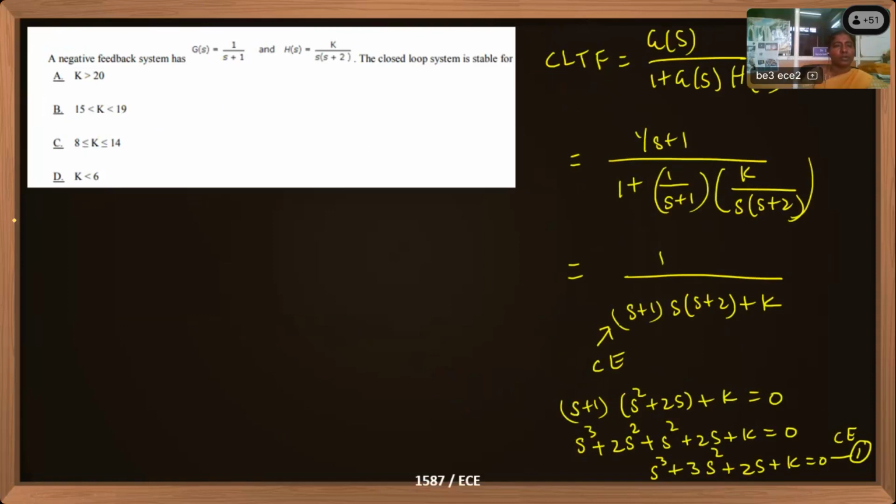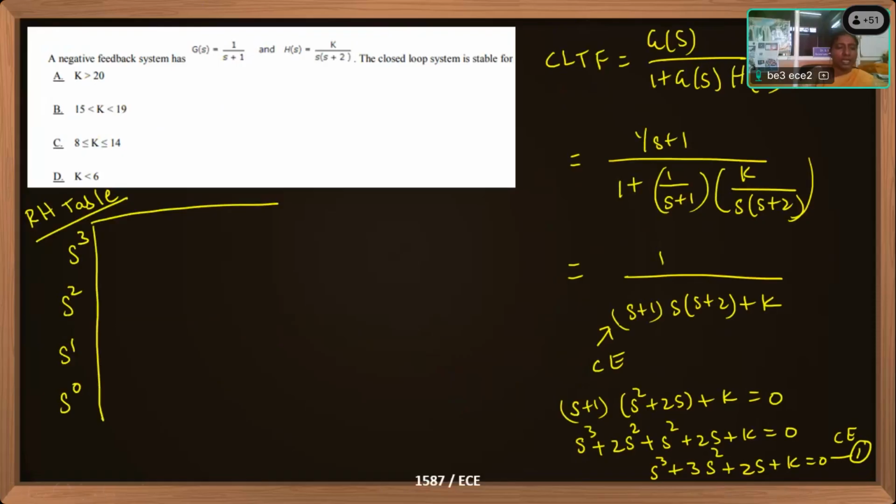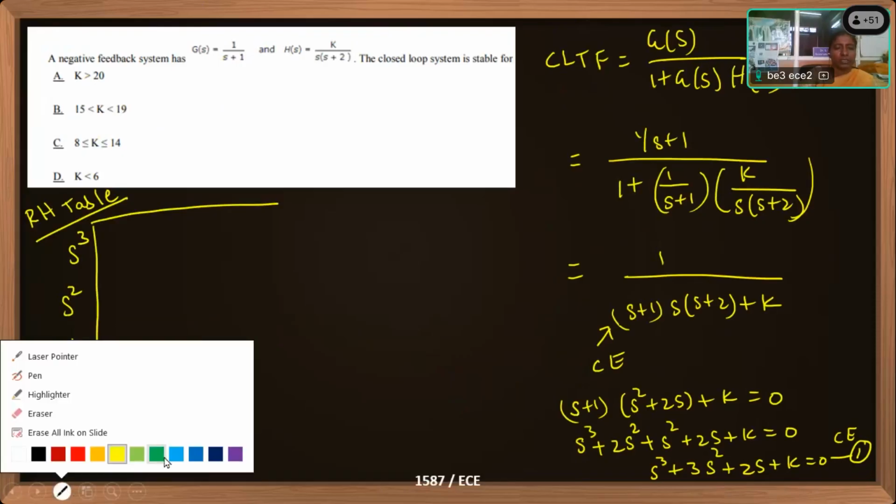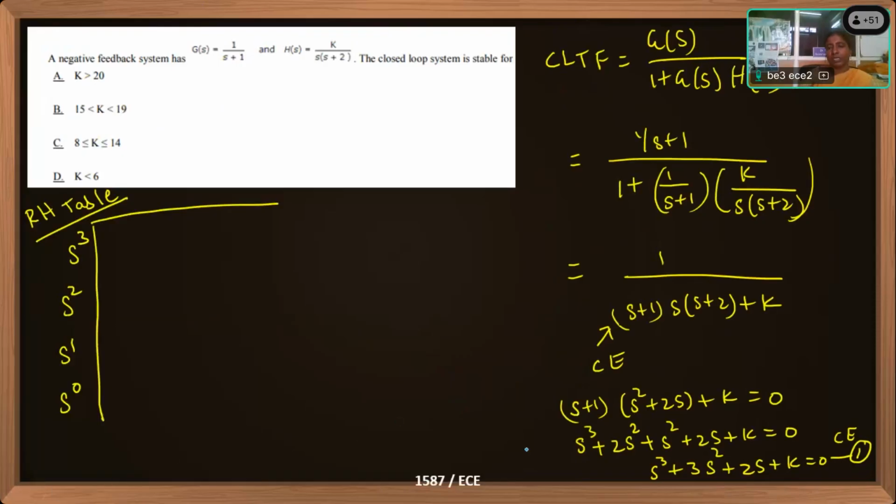Now using this characteristic equation, we have to prepare the RH table. So s power 3 is the highest power, then s square, s power 1, s power 0. Now write the elements in the first two rows. The s power 3 coefficient and s power 1 coefficient are 1 and 2. Next, the s power 2 coefficient and s power 0 coefficient.